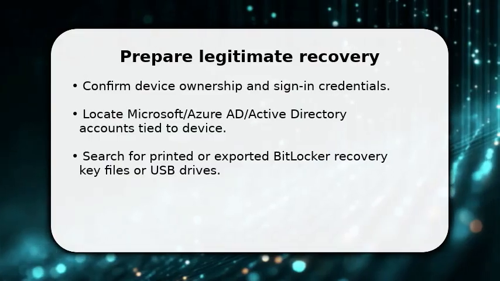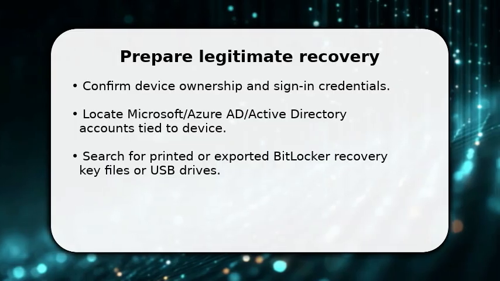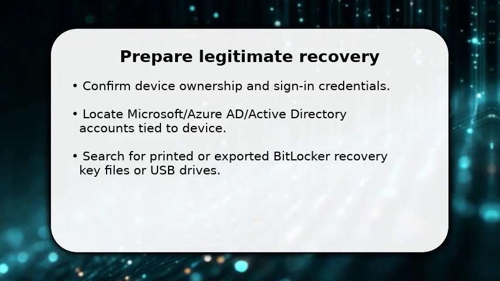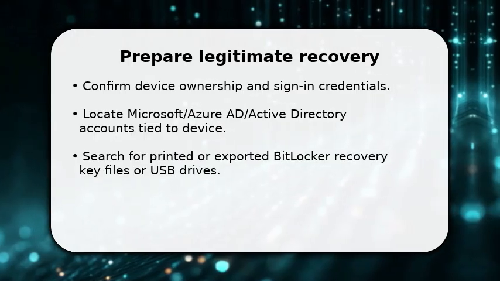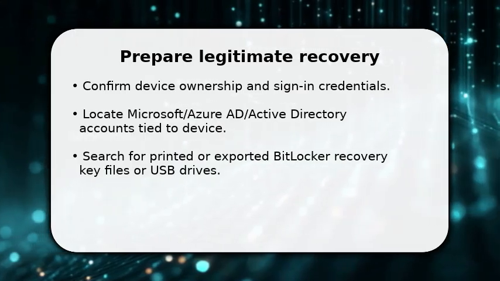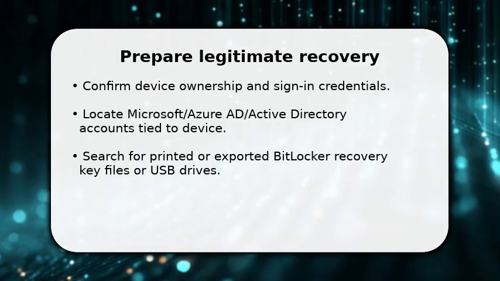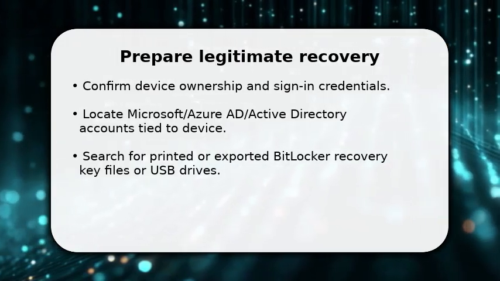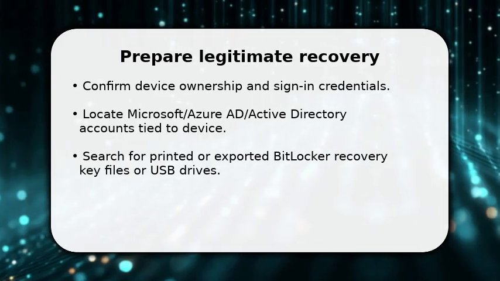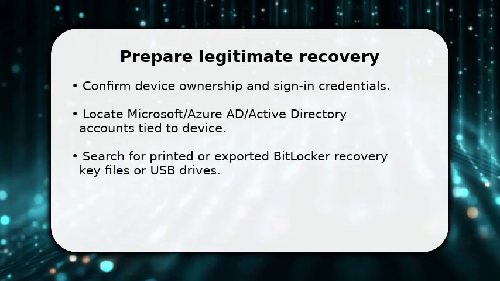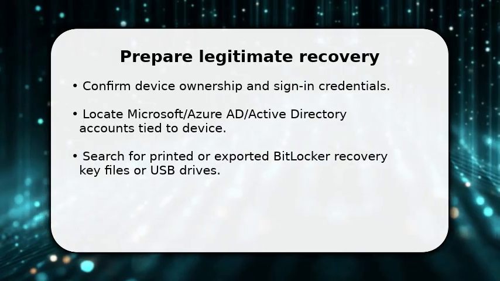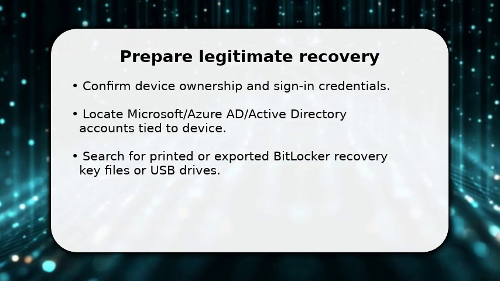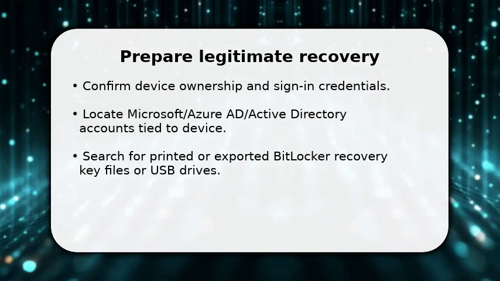You start by proving you own the machine and gathering the items that legitimately store the recovery key. Check the Microsoft account tied to the device, any Azure Active Directory or on-premises Active Directory records, and any physical backups like printed notes or exported TXT/BEK files on USB drives. Once you have those accounts and media identified, make sure you can sign into the accounts or access the media. That will determine which legitimate recovery path you follow next.